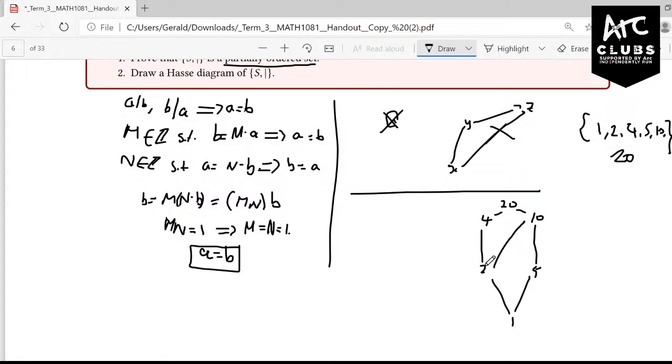Here we don't draw a line from 2 to 20, because we can travel from 2 to 10 to 20, or 2 to 4 to 20. And so from here, that is our hash diagram. As long as you know that we don't need to draw any self-cycles or any transitive lines, then we are okay.